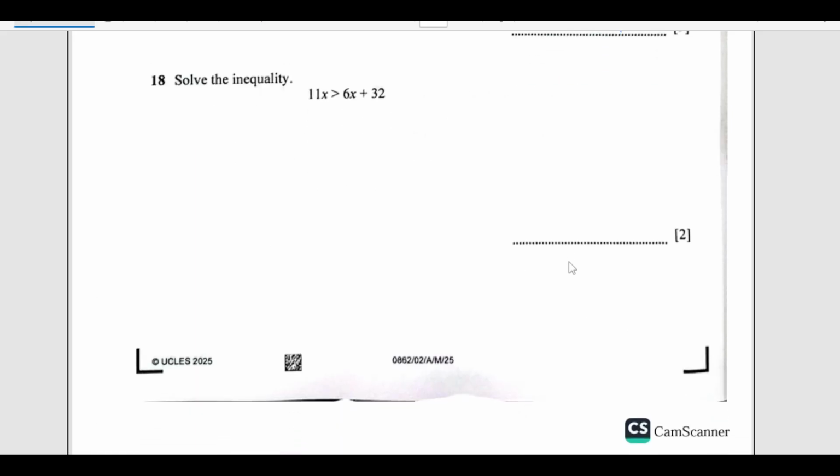Okay, so number 18, solve the equation 11x minus 6x is greater than 32. This is 5x is greater than 32. x is greater than 32 over 5, which is 6.4. So x is greater than 6.4.